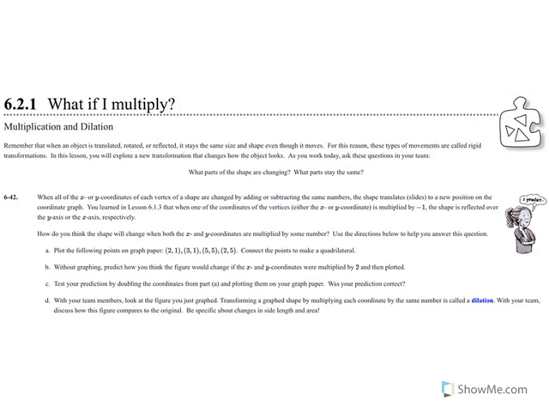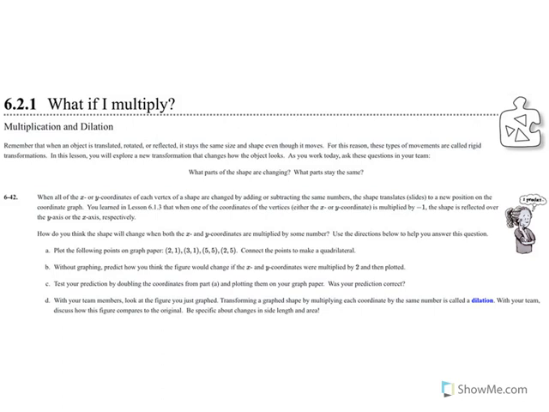Okay, the first problem we're doing says when all of the x or y coordinates of each vertex of a shape are changed by adding or subtracting the same numbers, this shape translates to a new position on the coordinate graph. You learned in lesson 6.1.3 that when one of the coordinates of the vertices, which is the points on your shape, is multiplied by -1, the shape is reflected over the y-axis or the x-axis respectively. So remember when we wrote down, if you multiply the x by a negative, it flips over the y. If you multiply the y by a negative, it flips over the x. That's what they're talking about.